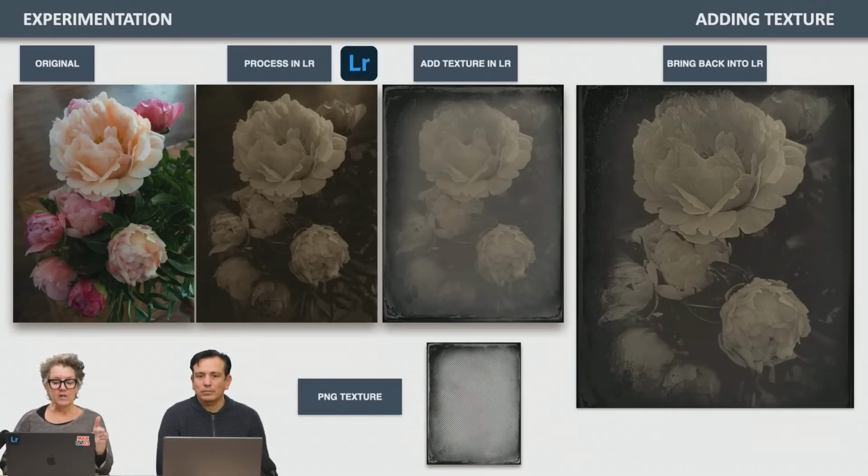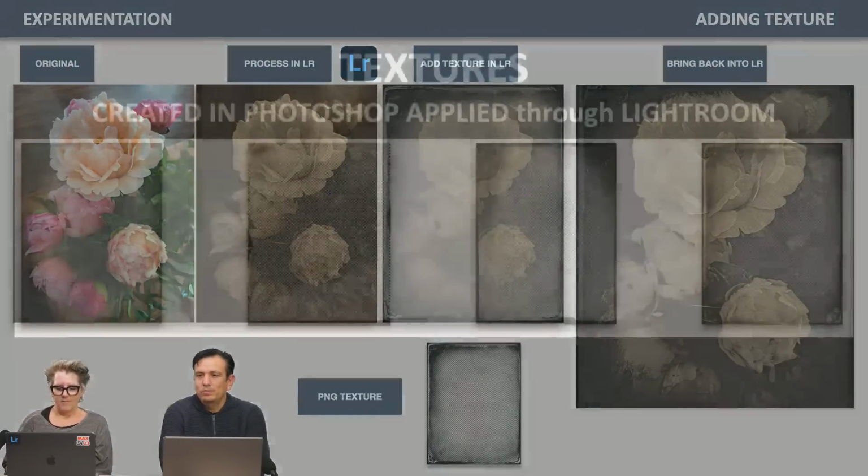So I've got an original image here. I processed it in Lightroom, very much like I just did that gal. And then I added this texture, a PNG texture. This is now combining Photoshop files. All right, so let me show you again.